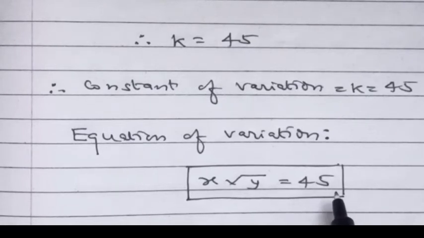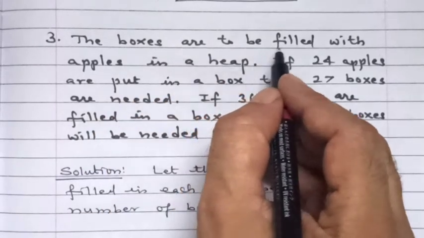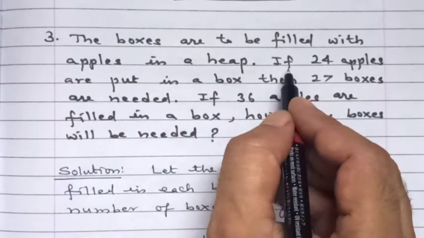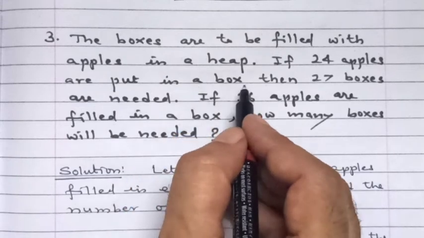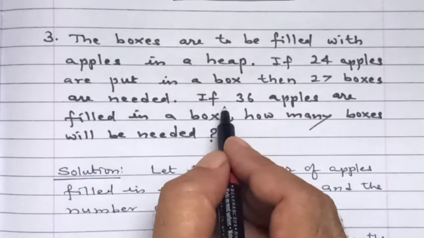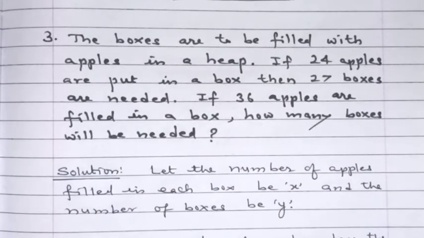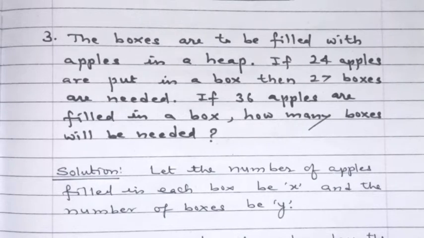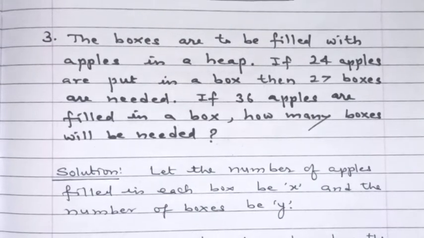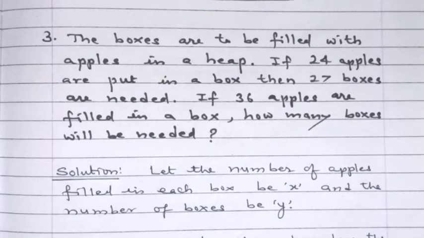I hope you understood. Third question, the boxes are to be filled with apples in a heap. If 24 apples are put in a box, then 27 boxes are needed. If 36 apples are filled in a box, how many boxes will be needed? So again, here number of apples and number of boxes, these two variables are given to you. So assume number of apples filled in each box and number of boxes required.